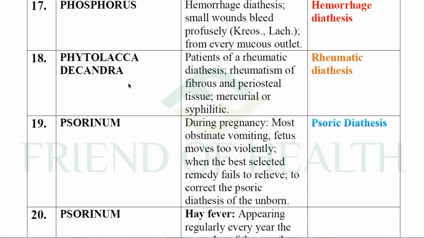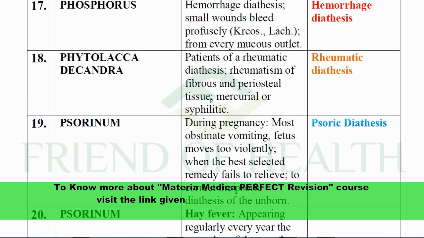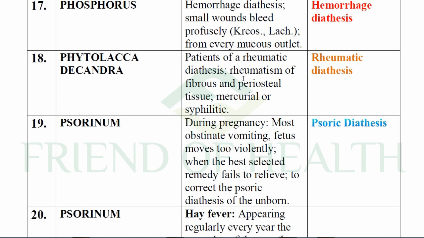And next is phytolacca decandra, rheumatic diathesis remedy. Patients of a rheumatic diathesis, rheumatism of fibrous and periosteal tissue, mercurial or syphilitic. So this is very important, rheumatism of fibrous and periosteal tissue, mercurial or syphilitic. So patients of rheumatic diathesis.